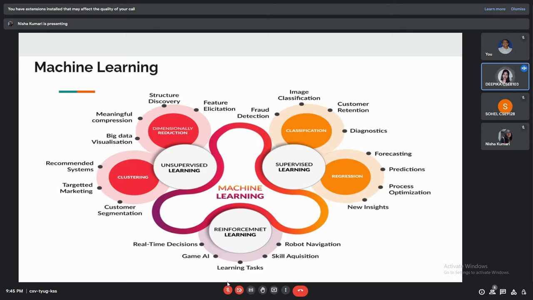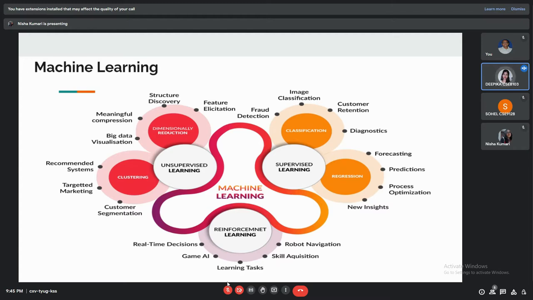If we have lesser amount of data and clearly labeled data for training, we have to opt for supervised learning. Its application is fraud detection, image classification, customer retention, diagnostic, forecasting, predictions, process optimization, new insights. If we have more amount of data and unlabeled data for training, we have to opt for unsupervised learning. Its application is feature elicitation, structure discovery, meaningful compression, big data visualization, recommended systems, etc.